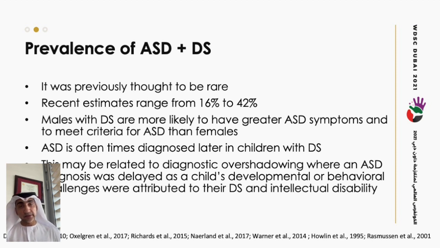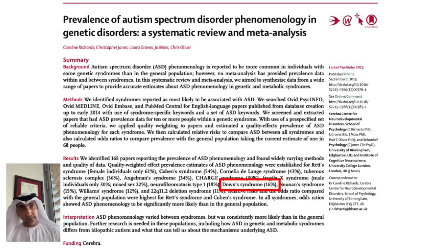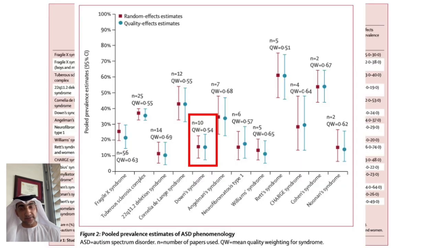In some studies, the average age of diagnosis of autism in Down syndrome was even above the age of 10. But there is also a recent meta-analysis and systematic review of the prevalence of autism spectrum disorder among different genetic disorders. And in this study, the prevalence among Down syndrome was found to be approximately 16%, as we can see in this slide.